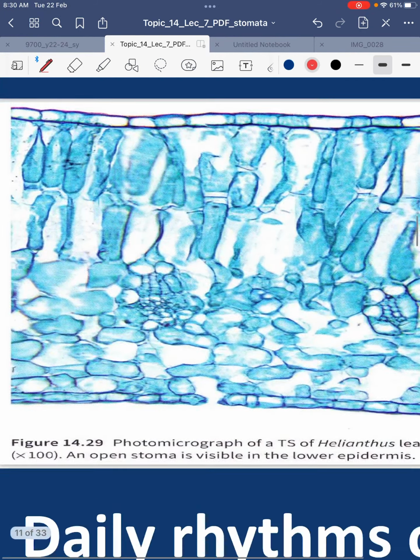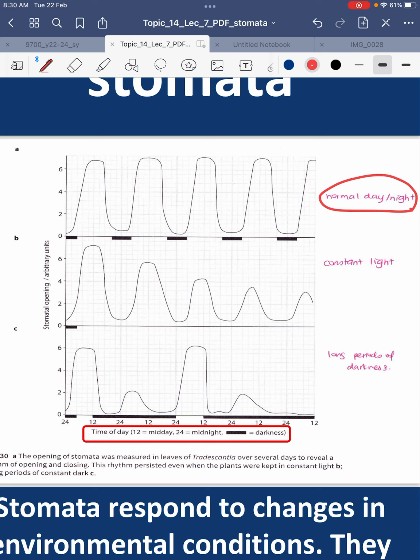Okay, let's have a look. Now we move on to daily rhythms of opening and closing of stomata. Now this is pretty interesting. This is taken from your textbook. So if we look at a normal day, when there is sunlight, as you can see, 12 noon, this is when light intensity is the highest. The presence of light will cause the stomata to open, because it's going to let carbon dioxide in for photosynthesis.